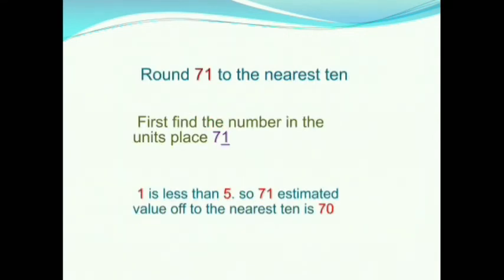In the given example, estimate 71 to the nearest 10. So the first step is to find the number in the units place. That is 1. 1 is less than 5. So we must change the units digit to 0 and keep the other digit the same. Therefore, 71 estimated to the nearest 10 is 70.